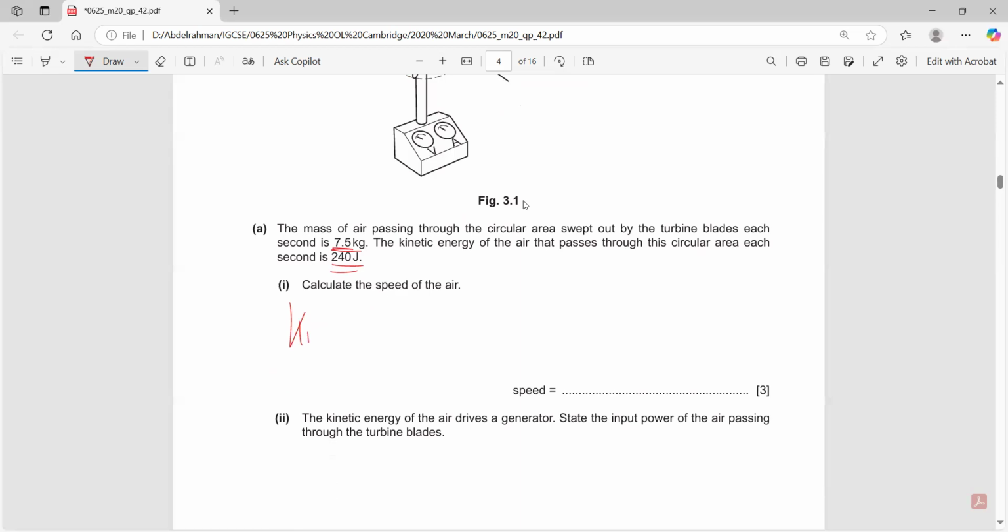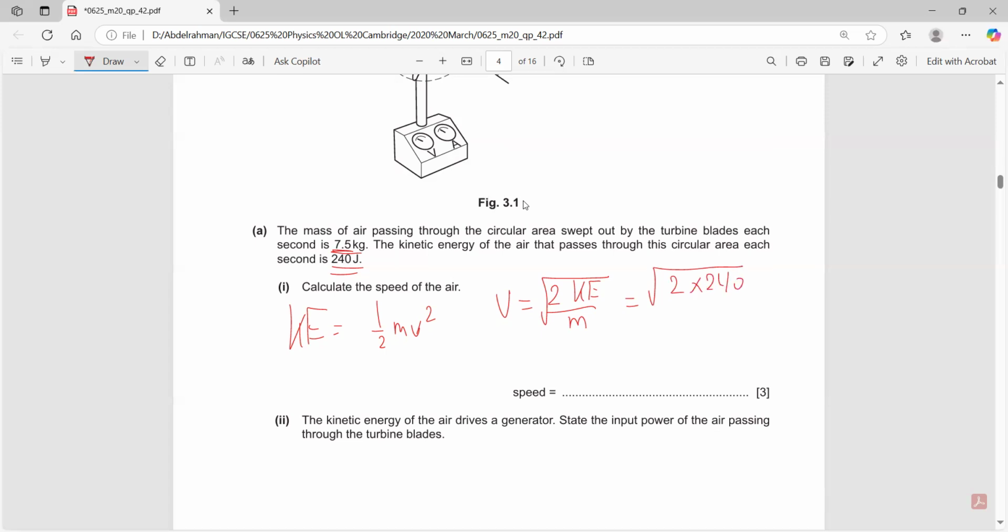If you have the kinetic energy equals half mv squared, to find the velocity or the speed, basically you will say it is the square root of 2 times kinetic energy over mass. So it is the square root of 2 times 240 joules over 7.5. The speed would be 8 meters per second.